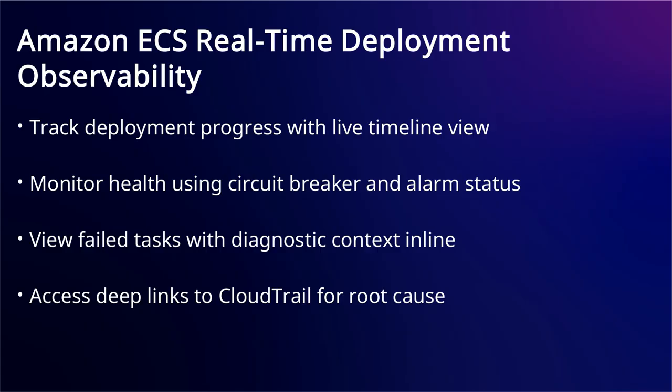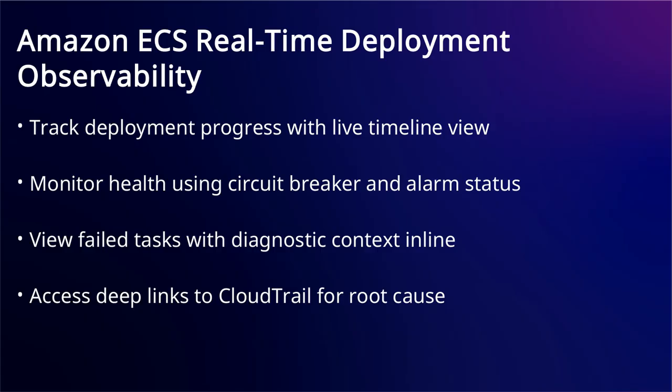You can monitor deployment health in real time using circuit breaker status with live task failure proximity and threshold tracking, deployment alarm state, and health checks at both container and load balancer level. You can view failed tasks directly in the deployment timeline with diagnostic context inline, eliminating the need to switch between multiple consoles. You can access deep links to related services such as CloudTrail from the deployment view to pinpoint the root cause of failures faster.